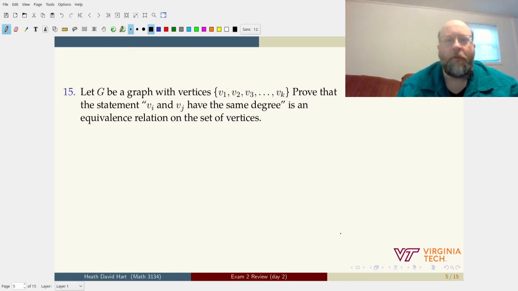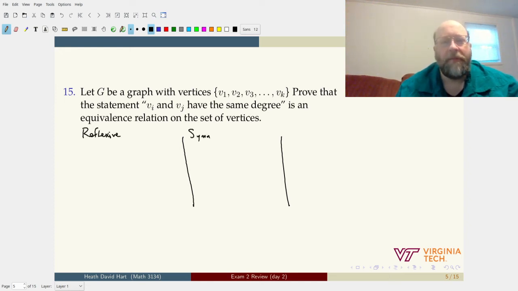Let G be a graph with vertices from 1 through K. Prove that the statement VI and VJ have the same degree is an equivalence relation on the set of vertices. So we have to check three things. We have to check that it's reflexive. We have to check that it's symmetric. And we have to check that it's transitive.